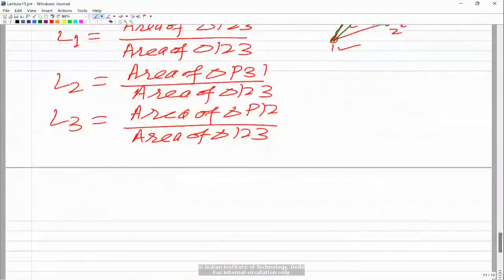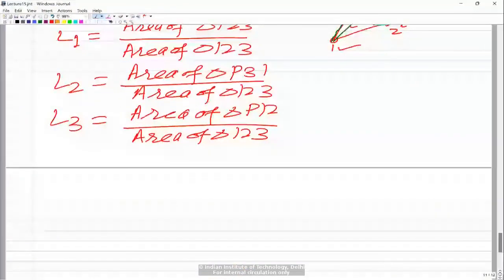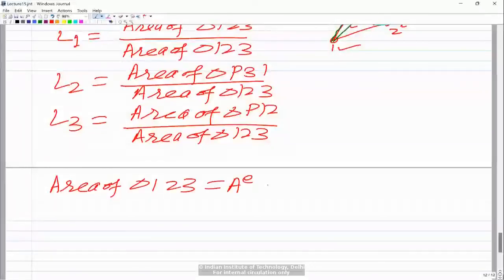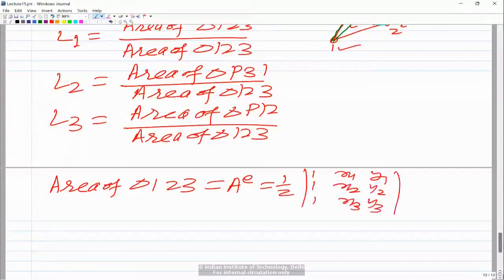Now if you recall a little of the coordinate geometry you did in 11th and 12th, the area of a triangle can be written as a 3 by 3 determinant. So I can write the area of triangle 1, 2, 3, which I denote by AE, the area of the triangle itself. That can be written as half times the determinant with rows 1 x1 y1, 1 x2 y2, 1 x3 y3. Here x1 y1, x2 y2, x3 y3 are the coordinates of the vertices of the triangle. So the area can be written like this.